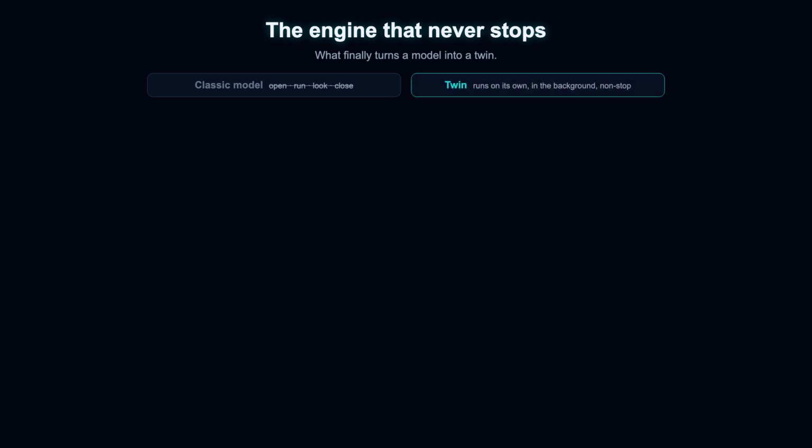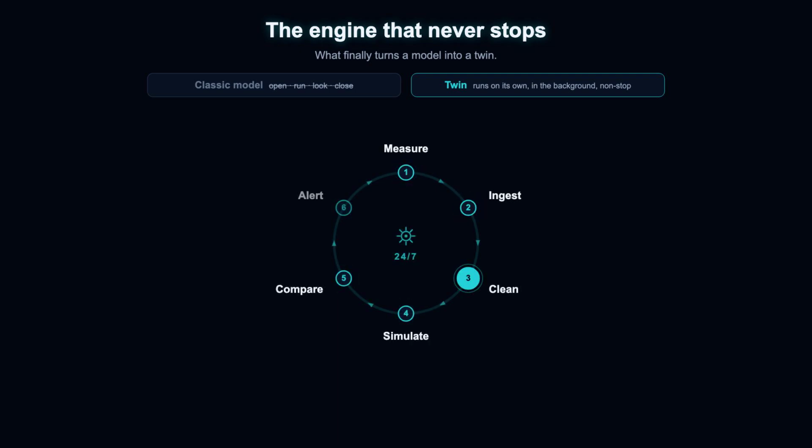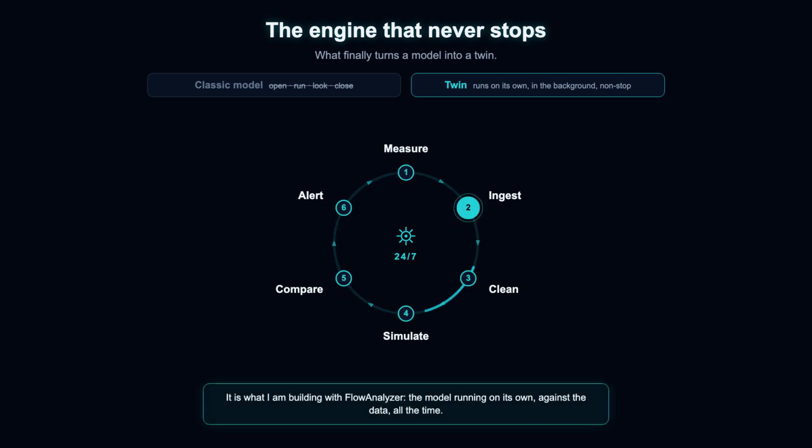We have a model. We have good data. What is missing is what truly makes it a twin, the engine that never stops. In the classic model, you open the program, run the simulation, look at the result, and close it. In the twin, that happens on its own, in the background, again and again. A new data point arrives, the hydraulic engine runs the model, compares simulated against measured, and if something diverges, it alerts. This is the loop that closes everything.